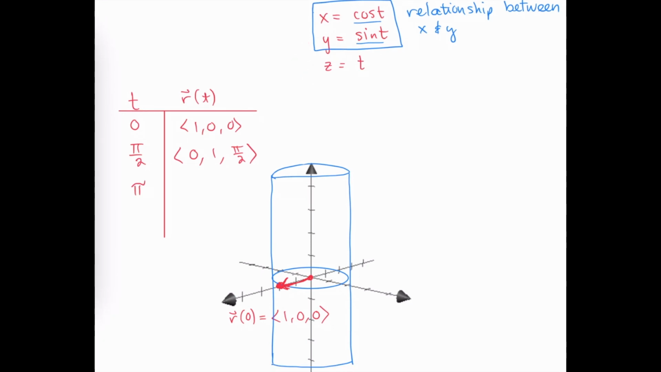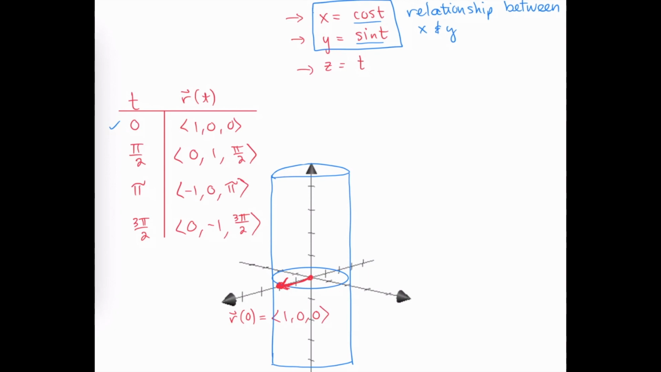So let's let the value of the parameter be pi, and then we'll plug pi into the x component. The cosine of pi is -1, the sine of pi is 0, and pi itself is the z component. And one more, we'll do 3 pi over 2 here. The cosine of 3 pi over 2 is 0, the sine of 3 pi over 2 is -1, and then 3 pi over 2 is the z component of that vector.